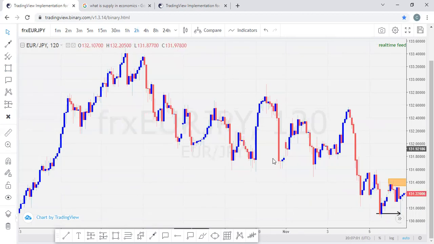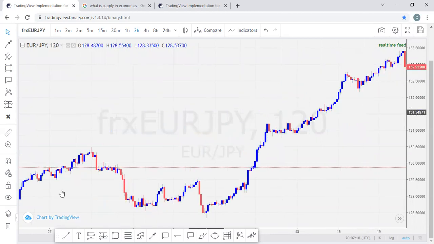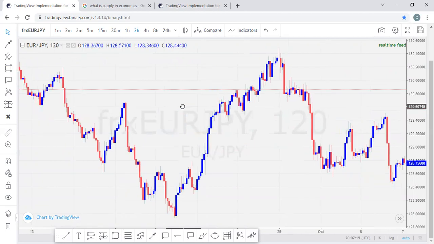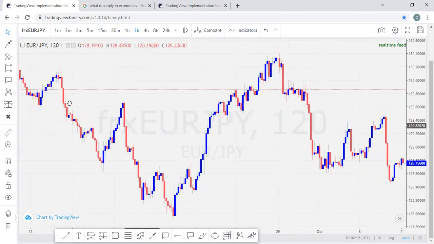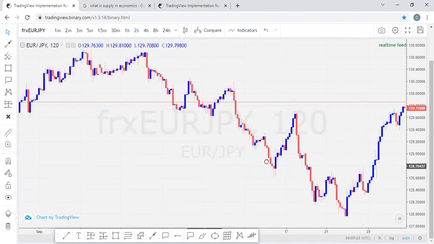I'm going to see if I can see something like that again. There was no break of structure here. Was there? No, there wasn't. This is Euro JPY. Okay. Let me see. I don't think I can find any example on this for now.